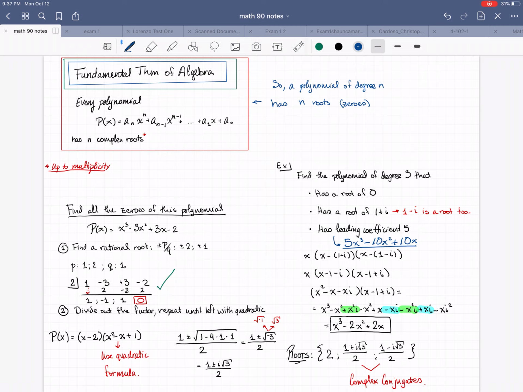So this is our last lesson on polynomial functions. In our next lesson, we'll move on to talking about a different type of function called rational functions.